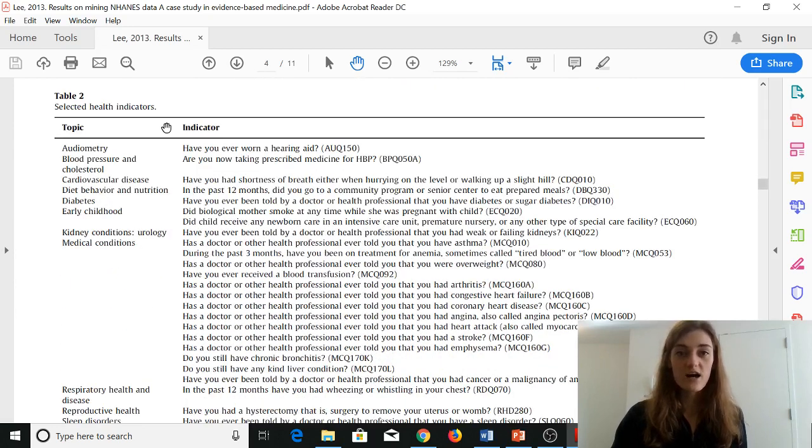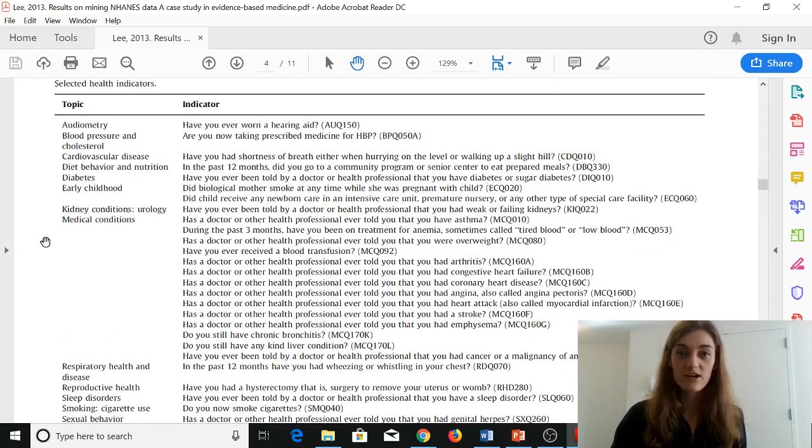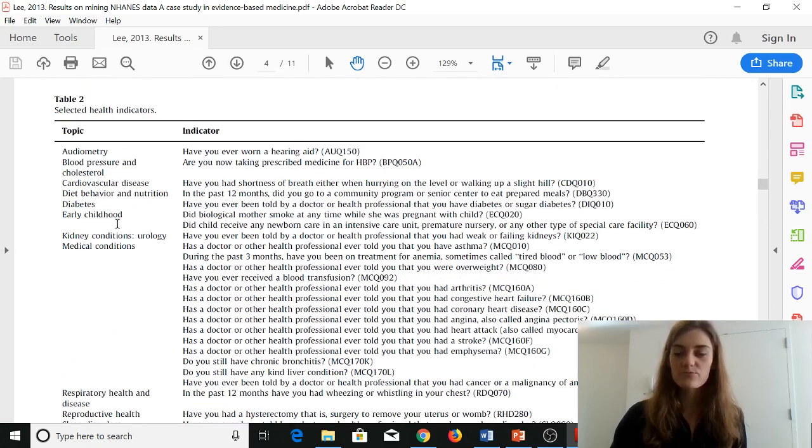Here they describe the health indicators that they used to conduct their data mining. So they looked across these different health indicators. Something I really appreciate about this article is that next to each indicator, they list the question ID, or where that question can be found in the NHANES survey.